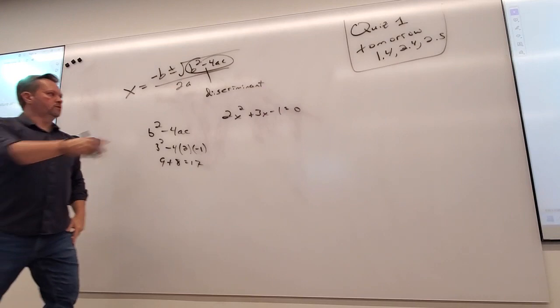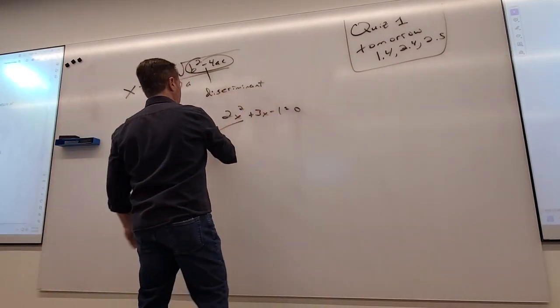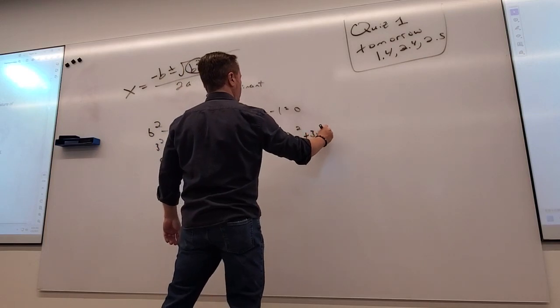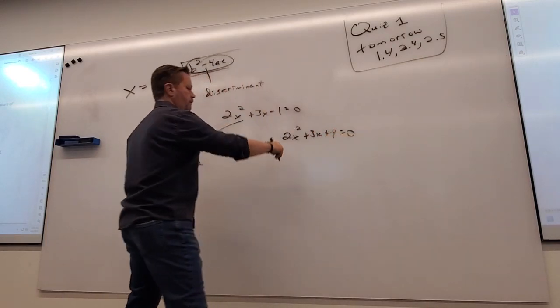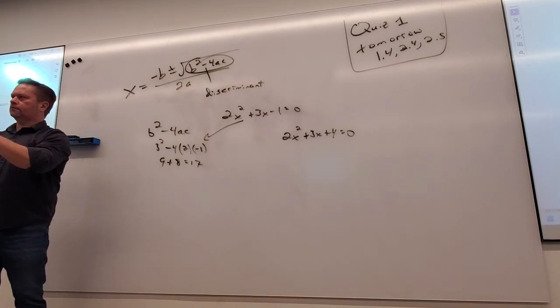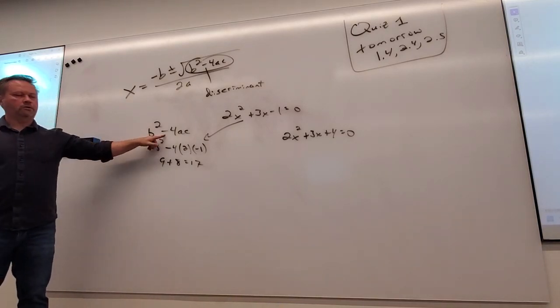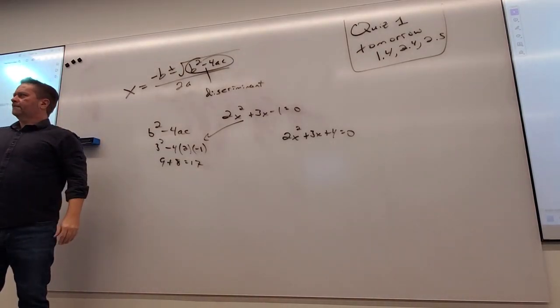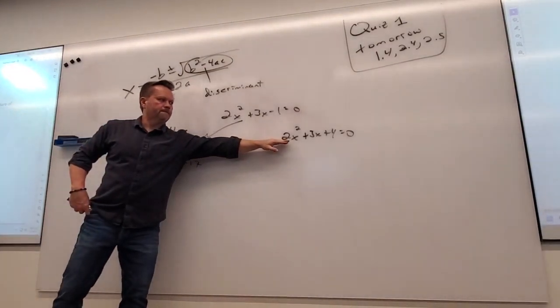So what if instead I had 2x squared plus 3x plus 4? Do that real quick. What's b squared minus 4ac? Don't say it. Just try it. Figure out what b squared minus 4ac is for that problem right there.